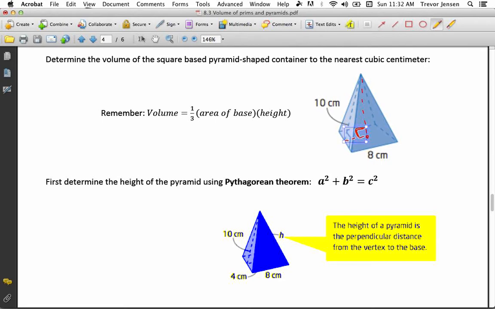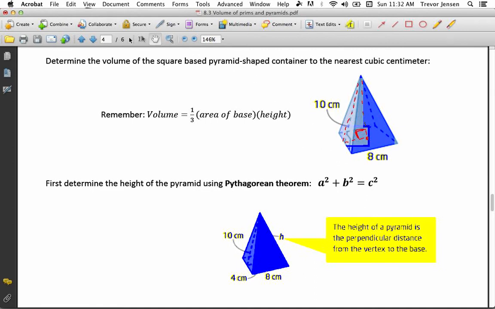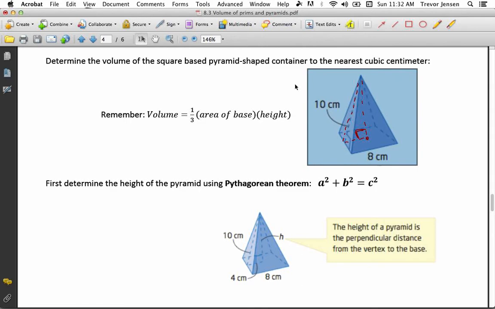I'll draw this one coming off of here as well. There we go. Okay, so I've created that right triangle inside of there. I know the side along here is 10 centimeters long. I know the side on the bottom here is half of 8 centimeters, so that's 4.